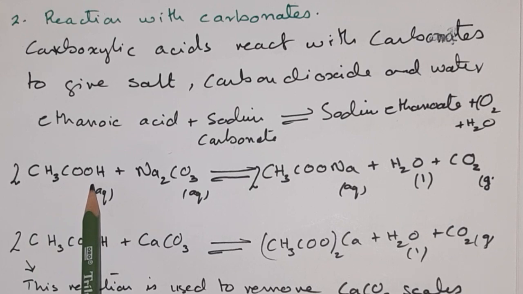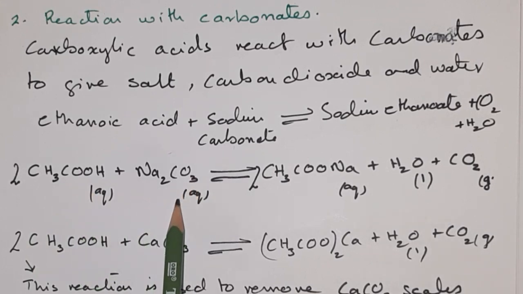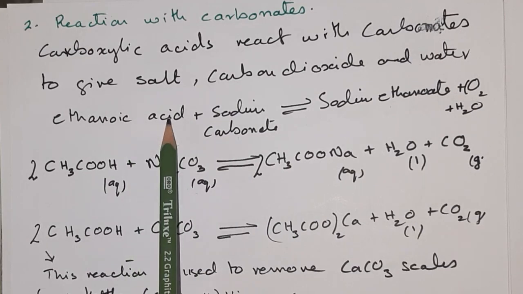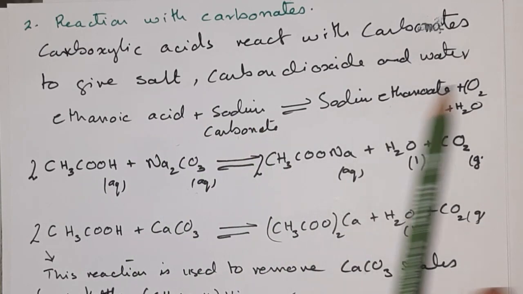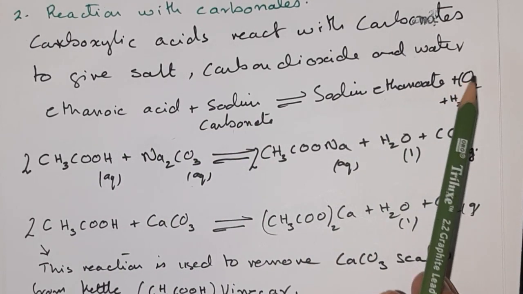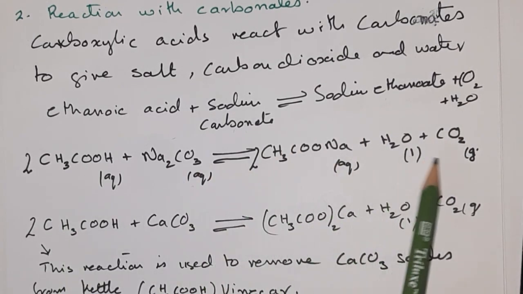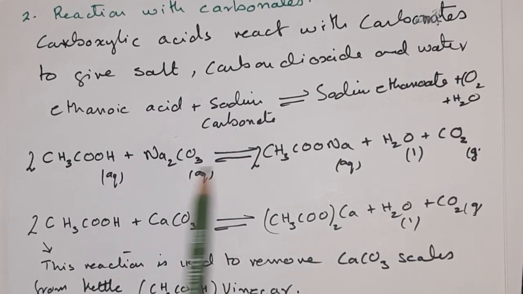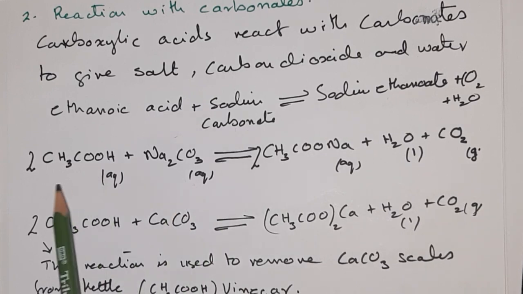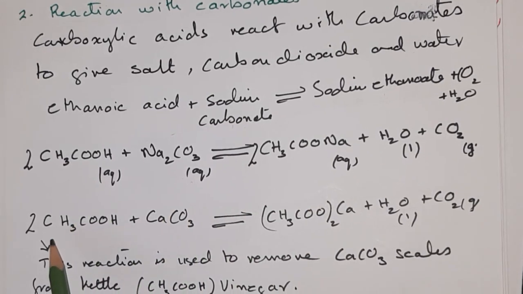This is our ethanoic acid, sodium carbonate. See, I have written aqueous under it. Ethanoic acid plus sodium carbonate gives sodium ethanoate, carbon dioxide and water. This is the reaction equation I have written. I am also balancing it. Must remember to balance accurately.